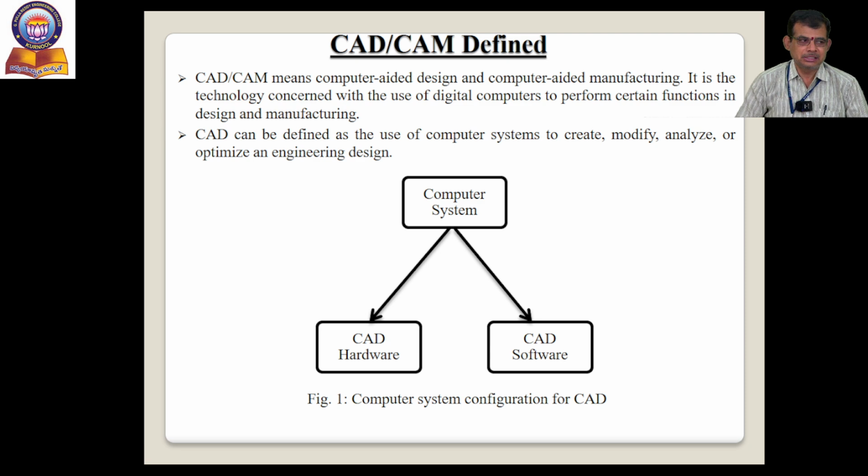The technology is concerned with the use of digital computers to perform certain functions in design and manufacturing. What are these certain functions? These are nothing but the use of computer systems to create an image, and to modify it. If you identify some corrections, you make modifications in that.